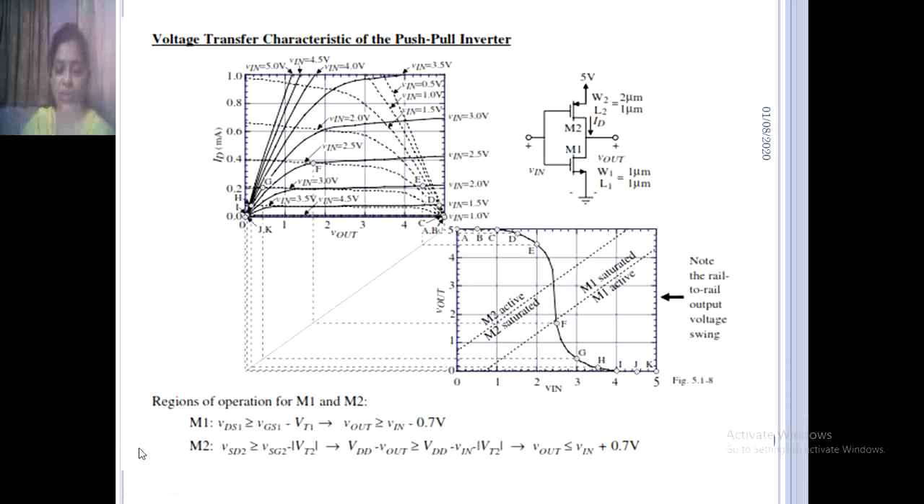The regions of operation of M1 and M2 are listed here. For M1, VDS is greater than VGS minus VT, where VT is the threshold voltage, so Vout is greater than Vin minus 0.7. And for M2, VDS2 is greater than VGS2 minus threshold voltage. At that time VDD minus Vout is greater than or equal to VDD minus Vin minus VT, and it is Vout less than or equal to Vin plus 0.7.